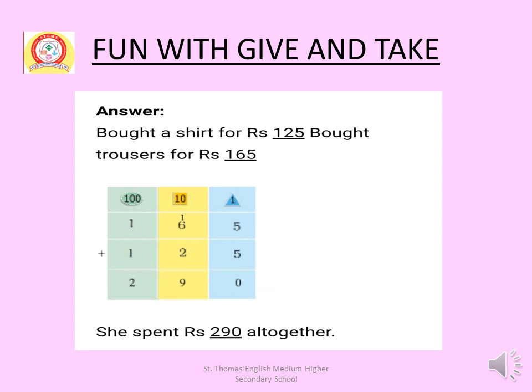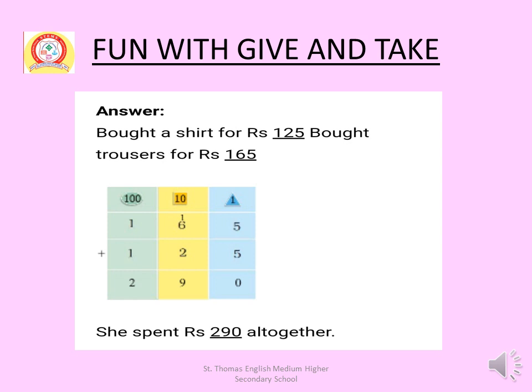The question is, how much Khushbu spent altogether? That means total amount she spent. We will find out this by adding these two. Bought a shirt for rupees 125. Bought trousers for rupees 165. So 165 plus 125, that is 290. So the answer is 290. She spent rupees 290 altogether.